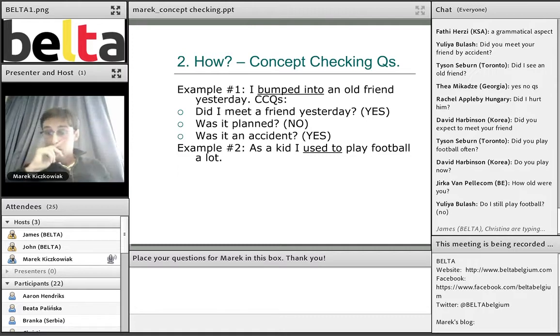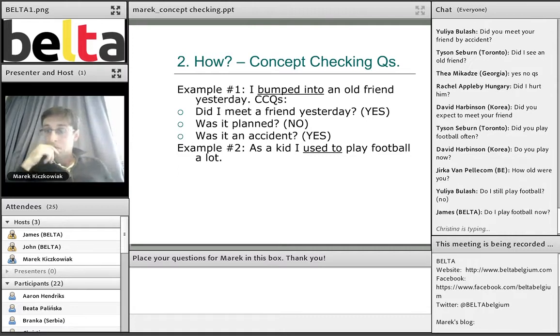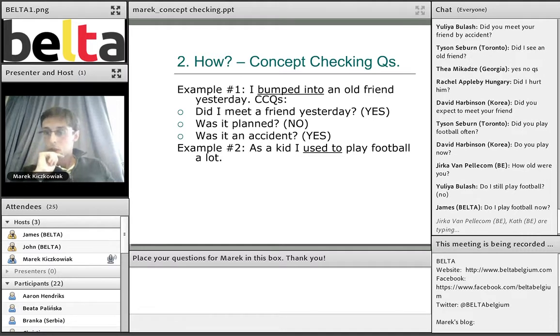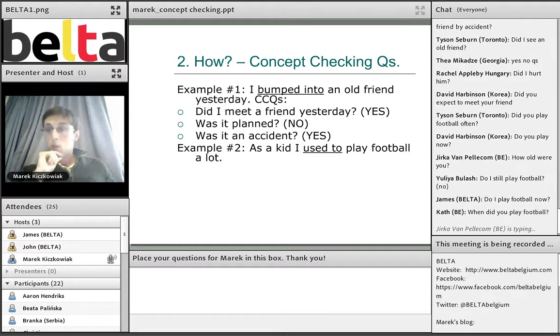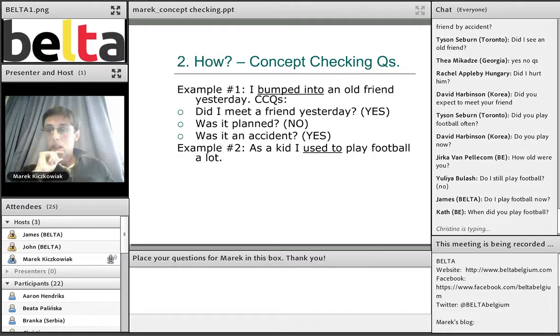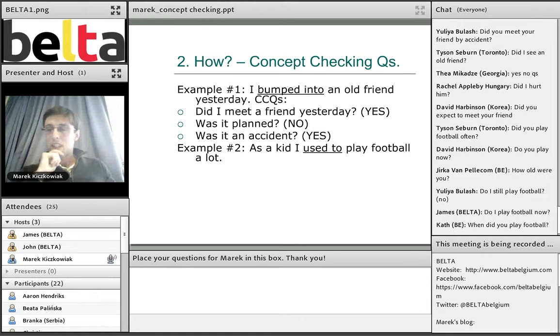Do I still play football? Okay. No. How old were you? That doesn't really check the target language. You play now? Yeah, that's a good question as well. Do I play football now? Yeah, definitely. Did you play football often? Yeah. When did you play football? That doesn't really check the target language, I think.